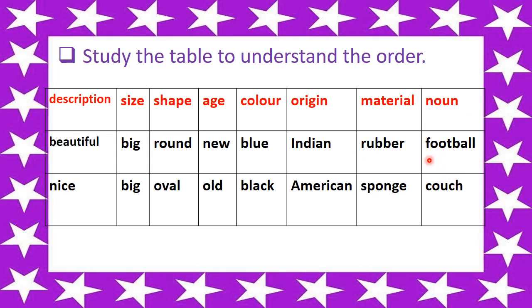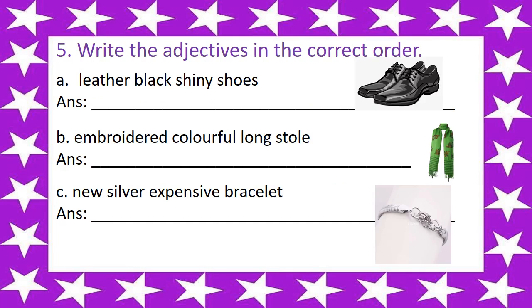So let us read properly to understand the order. So first is description, then size, then shape, age, color, origin, material, noun. So when we read in order, it will be in this way. Beautiful, big, round, new blue, Indian rubber football. Okay. Then here, nice, big, oval, old black, American sponge couch. Question number 5. Write the adjectives in the correct order. Okay. So now we have to write the adjectives in the correct order.